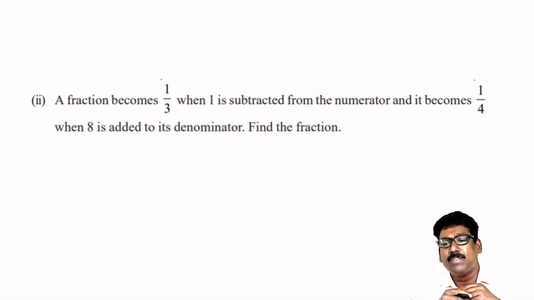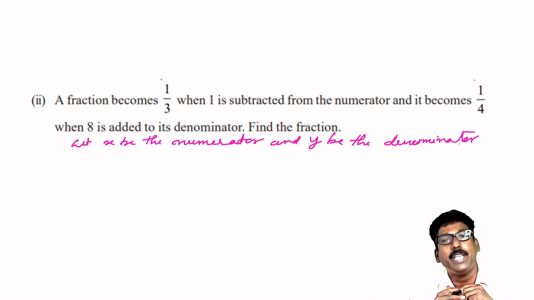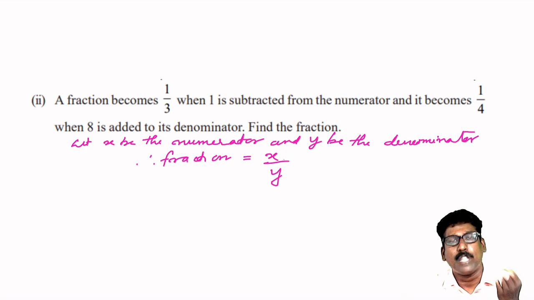Here is the question to find a fraction. A fraction becomes 1 by 3 when 1 is subtracted from the numerator, and it becomes 1 by 4 when 8 is added to its denominator. Find the fraction. So let us take x as the numerator and y as the denominator. Then the fraction you can write as x by y. You have to find x and y.